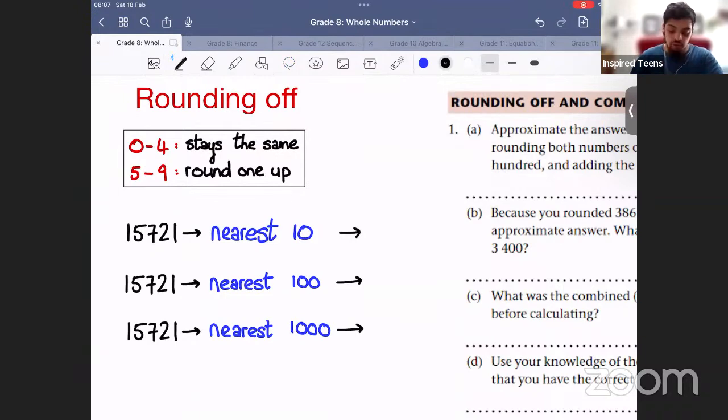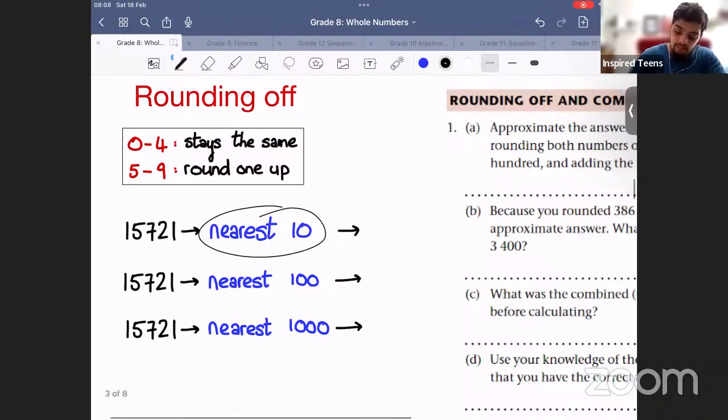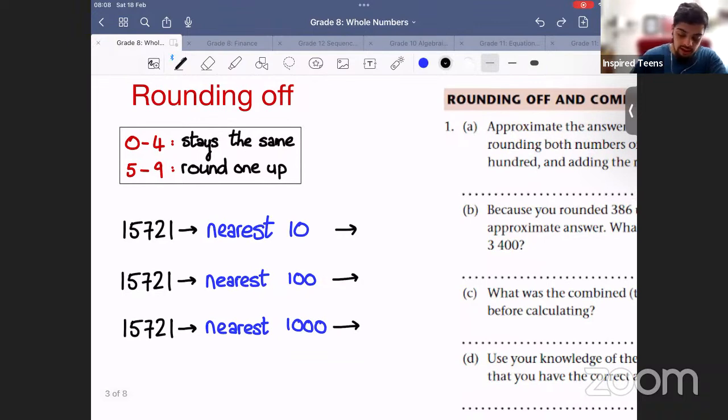Now 1527, they want us to round off to the nearest 10. So when we're rounding off to the nearest 10, remember we have units, tens, hundreds, thousands, 10,000s. So they want us to round off to the nearest 10, which is this number here. Whenever we're rounding off, whether it's nearest 10, nearest 100, or nearest 1,000, we need to look at the number that follows the 10, which in this case is the unit. And that is going to decide whether we round up or we round down, or we keep it the same, essentially. In this case, the unit is 1. So it's from 0 to 4, so it stays the same.